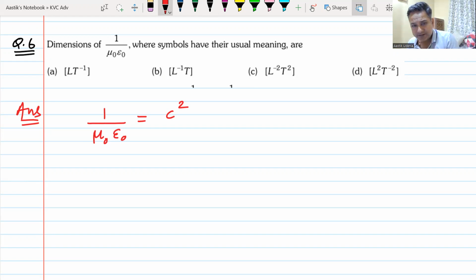If you know the value is equal to c square, the dimension will also be equal to the dimension of c square. C is the speed of light. So it is the speed of light squared, and you have your answer.